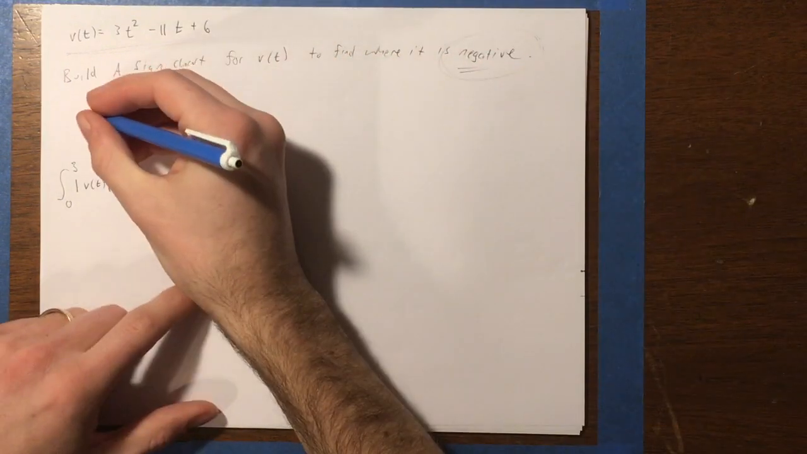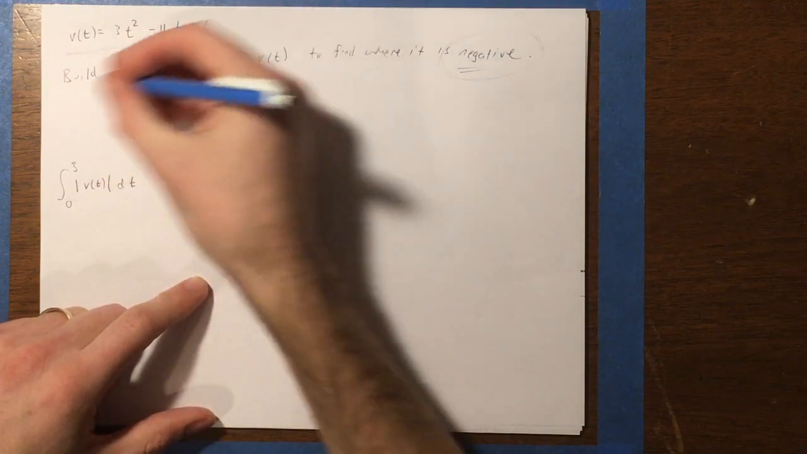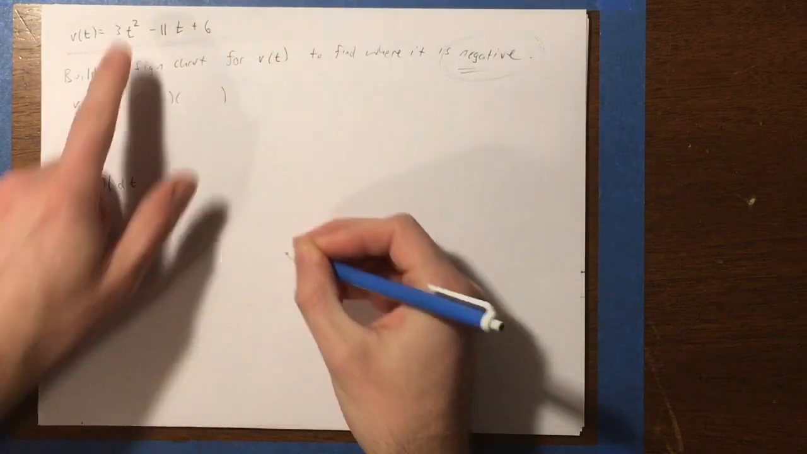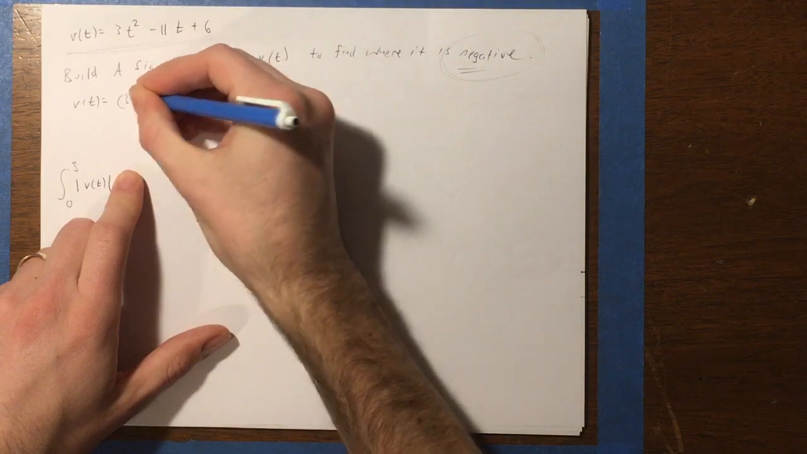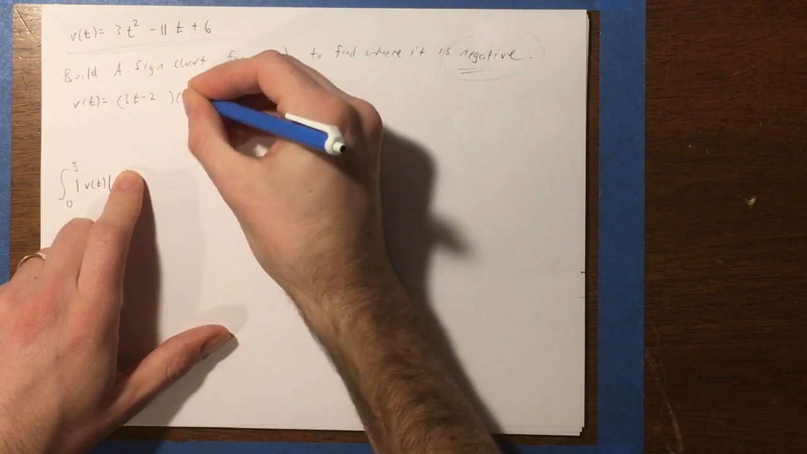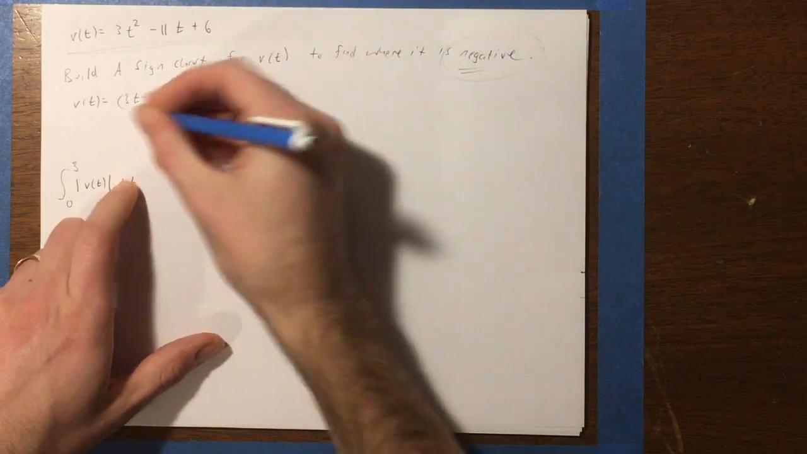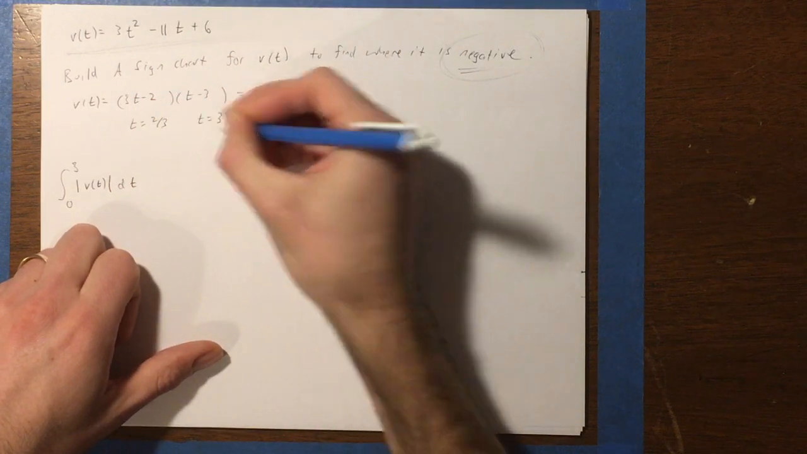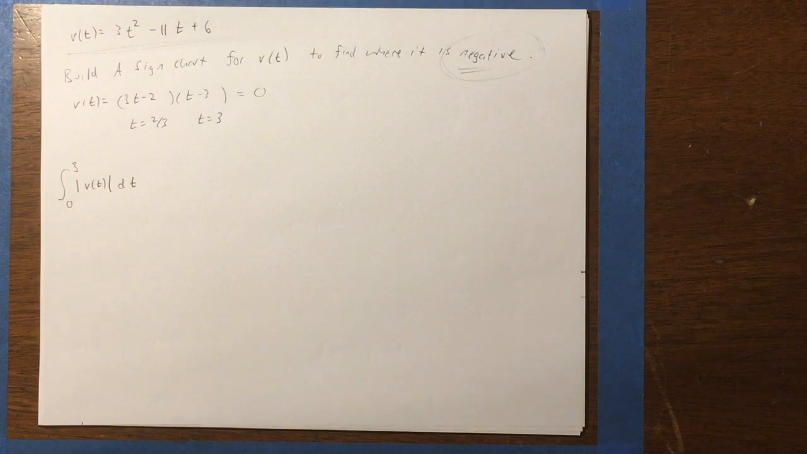So here we go. What we'll do is first take this v of t function and factor it. This happens to factor as 3t minus 2 times t minus 3. So if we set this equal to 0, we have two solutions: t equals 2/3 and t equals 3. Those are our two moments in time when it's equal to 0.